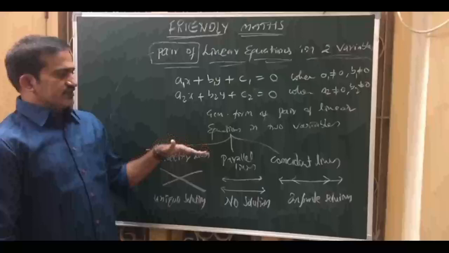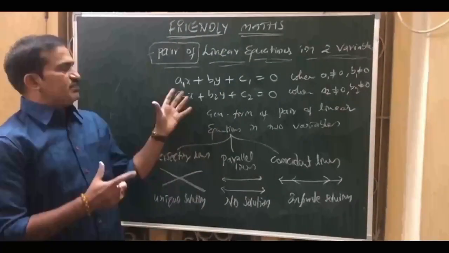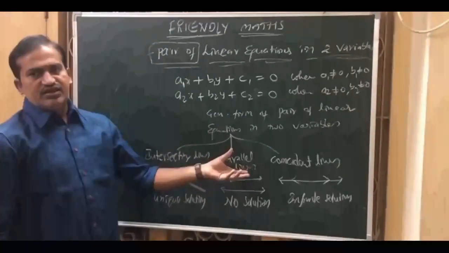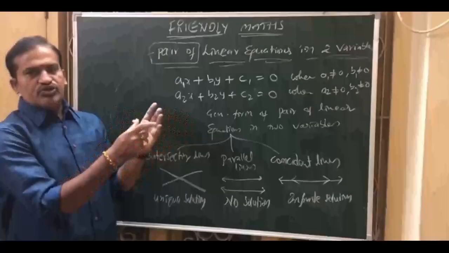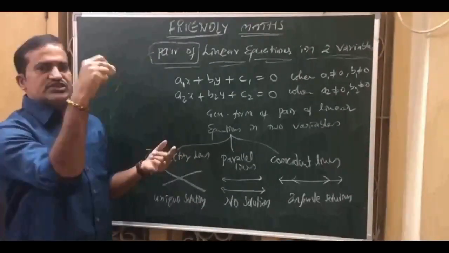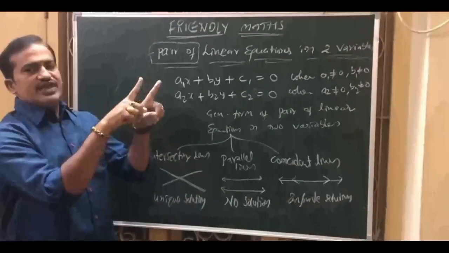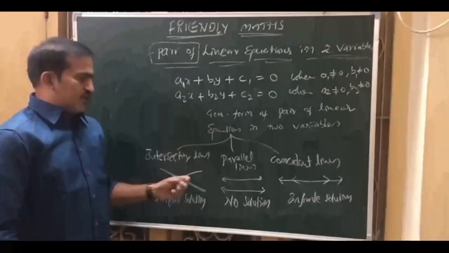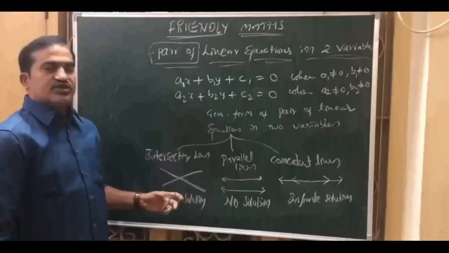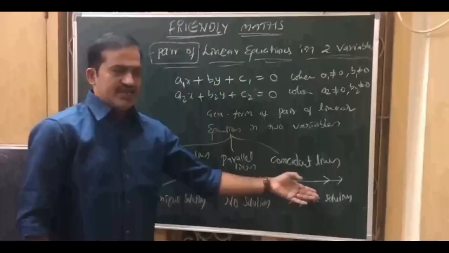Now, a pair of straight lines has three different conditions. Depending upon these coefficients, we can decide which type of lines these are. First, what is the solution? Solution means the common point. If it is a single line, every point which lies on the line is its solution. But when you are taking two lines, it is their common point. Here no common point, that's why no solution. Here one common point, that's why one solution or unique solution. Here there are infinite common points, that's why we have infinite solutions.